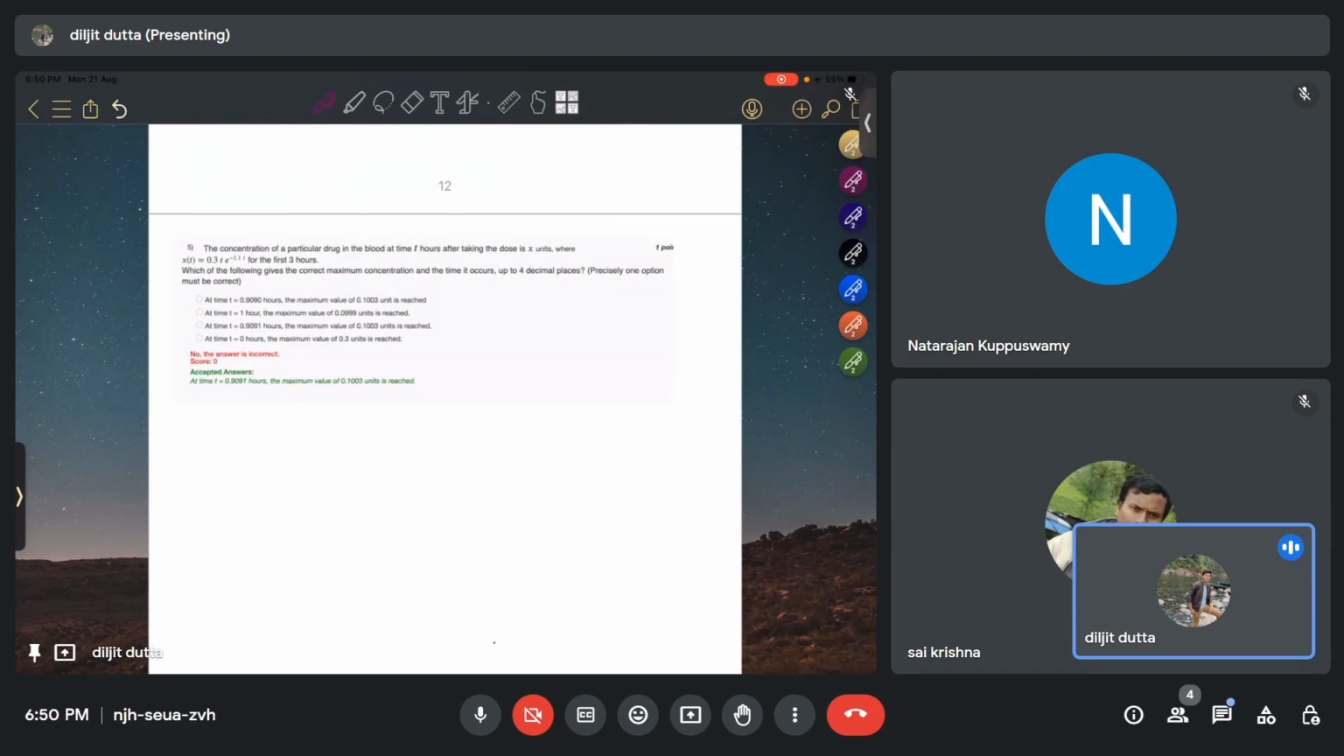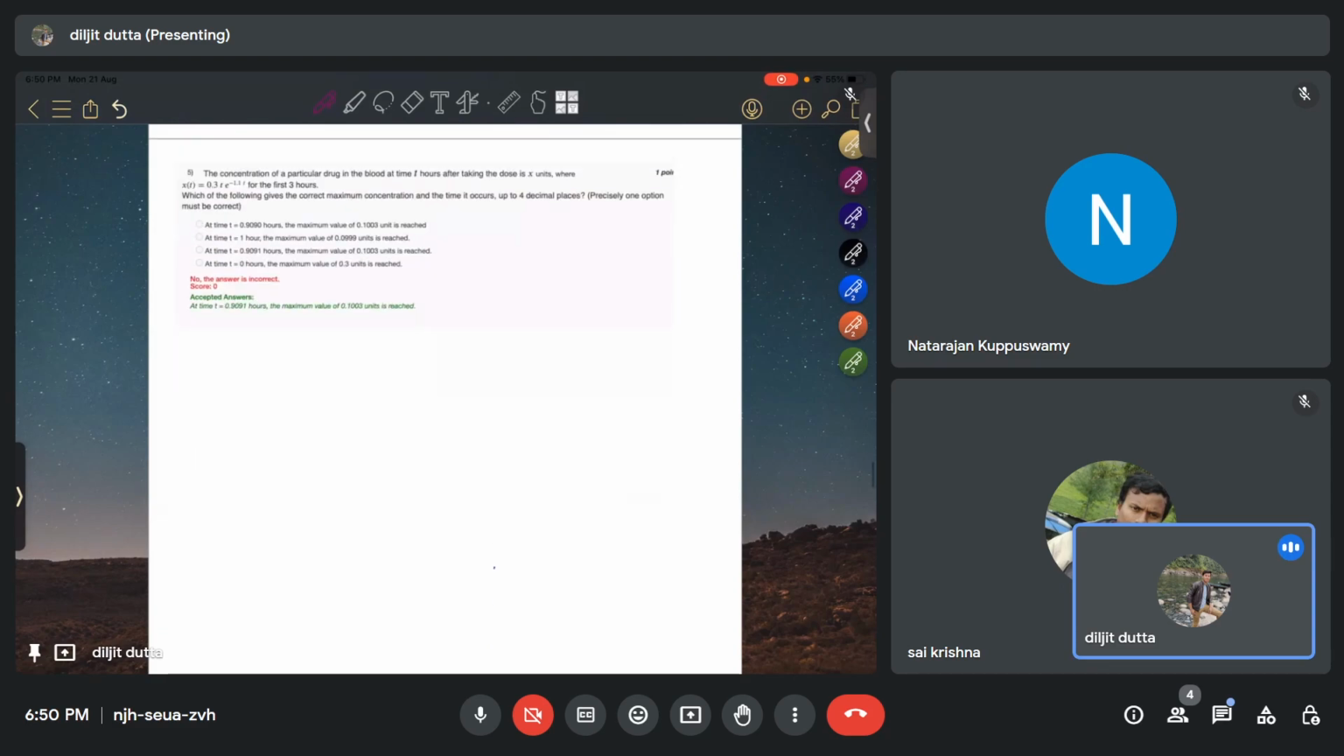Okay, next, second problem. This is again a univariate problem only. It is not a multivariate problem. It's just calculation, so I'll just do the calculations. The concentration of a particular drug in the blood at time t after taking a dose of x units is x t equal to 0.3 t e to the minus 1.1 t for the first 3 hours.